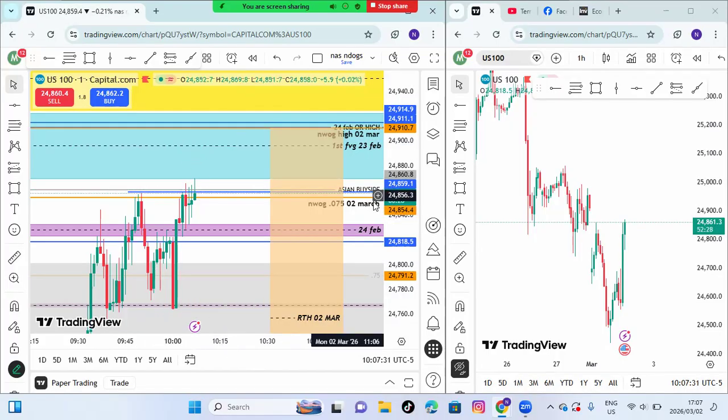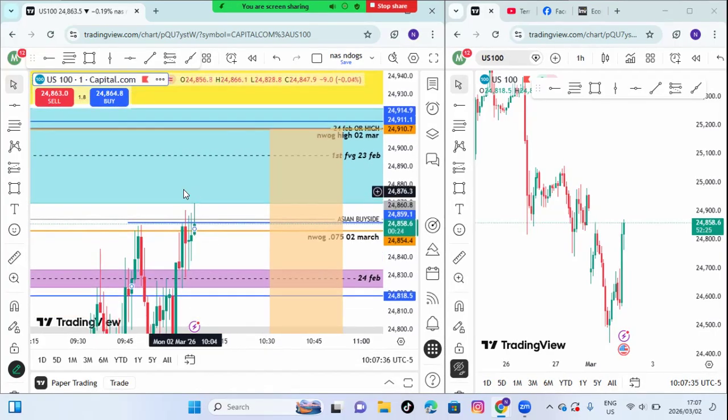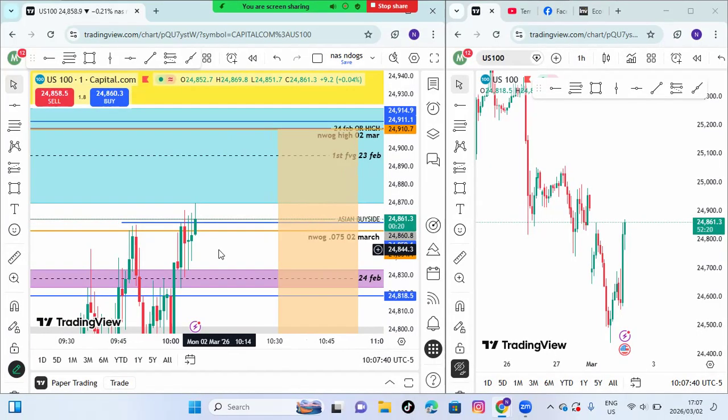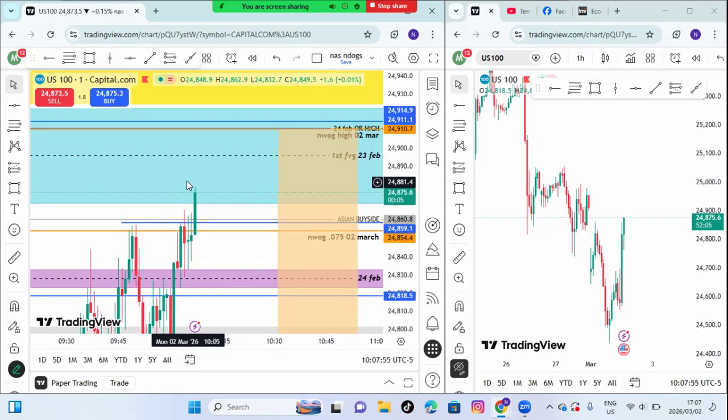Okay, we just hit this. First presented fair value gap after 9:30, 23 February. That's good. See, okay, that's good, because it's clearing out the buy side here, totally cleaning it. Not wicks. We need a candlestick like this above it. That's beautiful. Yes, that's beautiful.